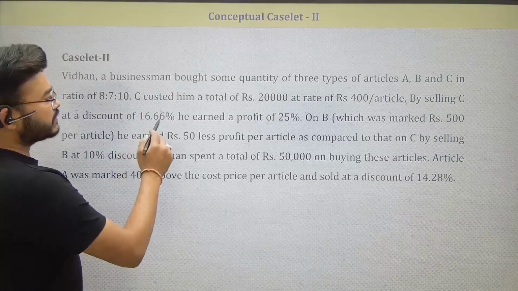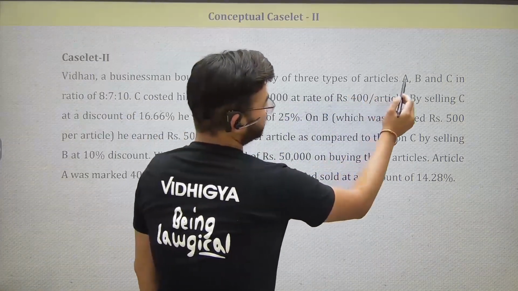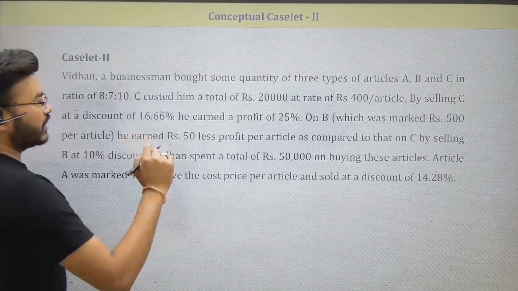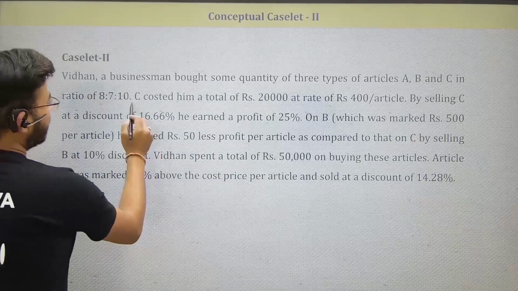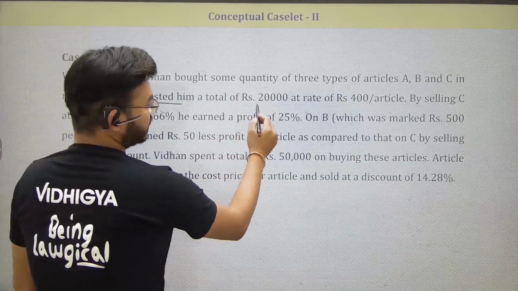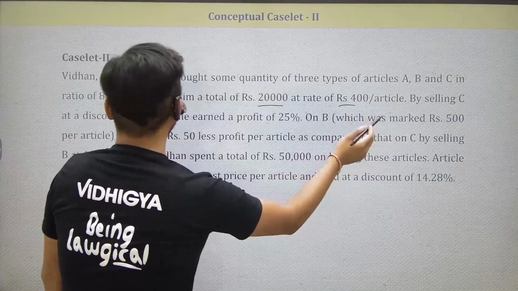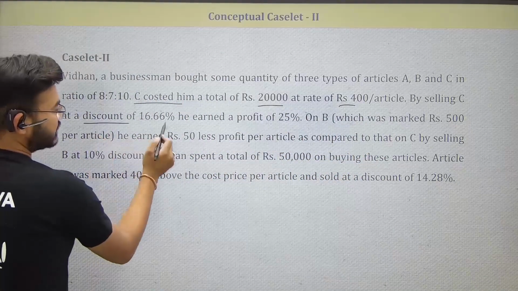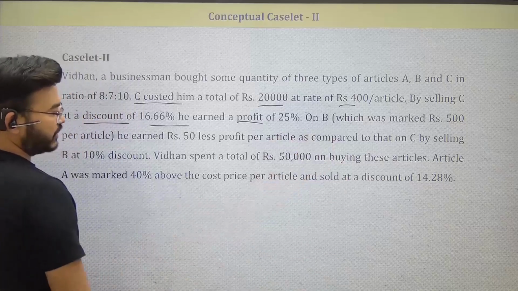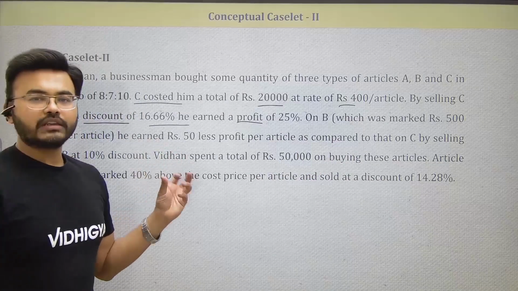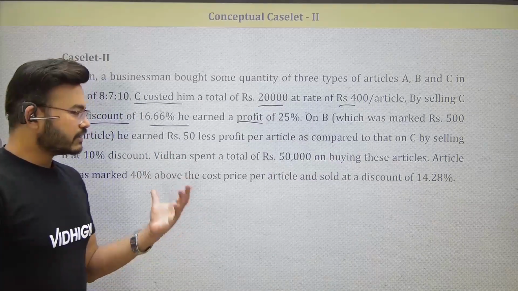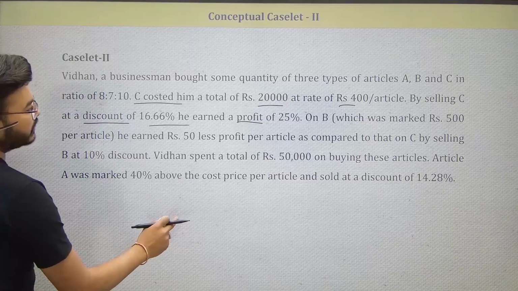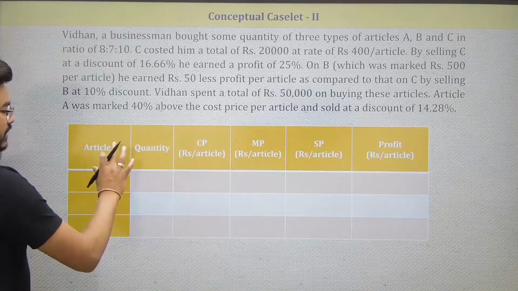Vidhan, a businessman, bought some quantity of three types of articles A, B, C. So we are given three articles. C cost him a total. We are given the cost price, the rate of the article, selling price, the discount, and the profit. So just by knowing what is present in the caselet, we can first draw the structure of the table. So the structure of the table will look like this.